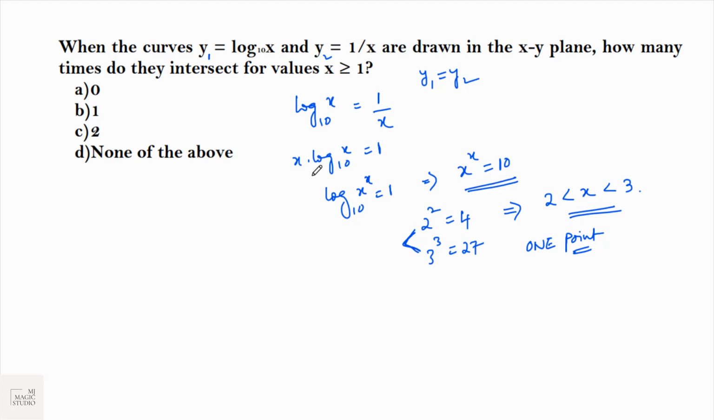How many times will they intersect each other? Answer is 1. They will intersect each other only one time. Option B is the pick.